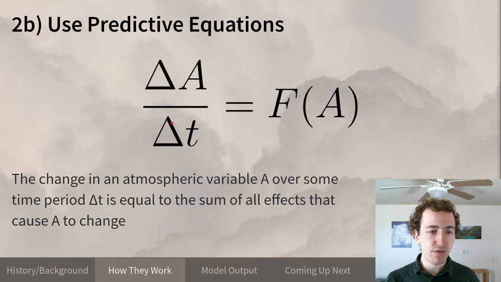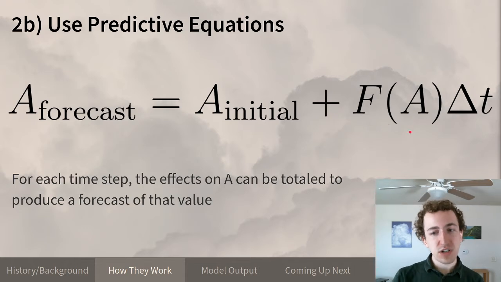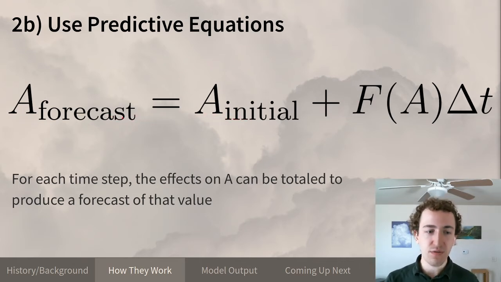So what happens if we bring this over to the other side? We get something that looks like this, and now we're getting somewhere. Now we can say that our forecast of our variable is equal to our starting point plus the accumulated effects over time. We have how much A is caused to change, times how much time that occurs over, which gives us a discrete adjustment to A to go from our starting value to our forecast.